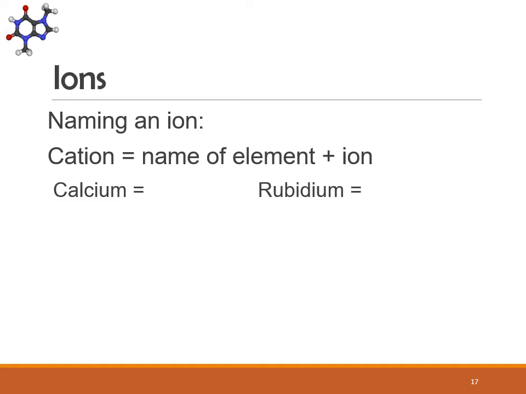So, calcium is the name of the neutral atom. Rubidium is the name of the neutral atom. To refer to the ion form, we simply add the word ion to the element's name. So calcium ion refers to the charged atom, and rubidium ion refers to the charged atom.